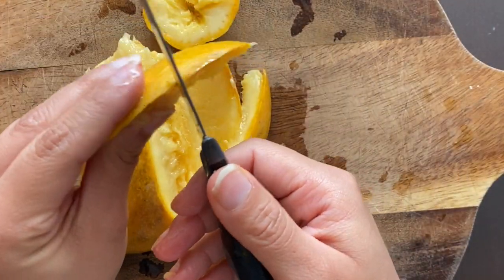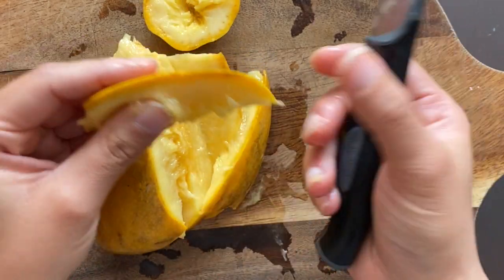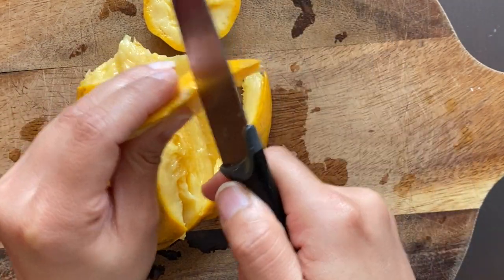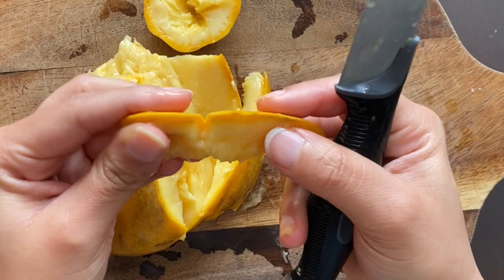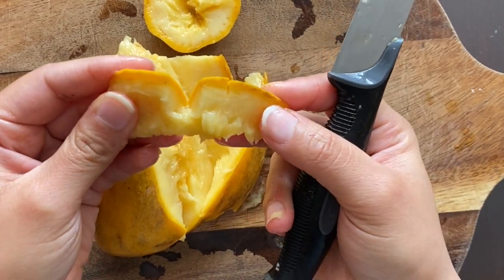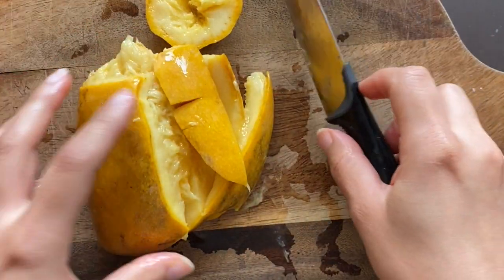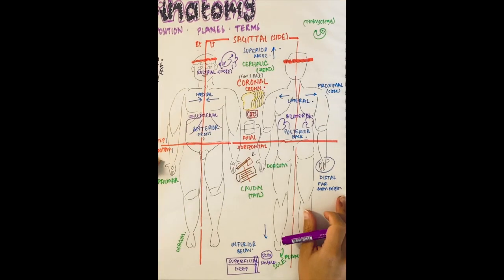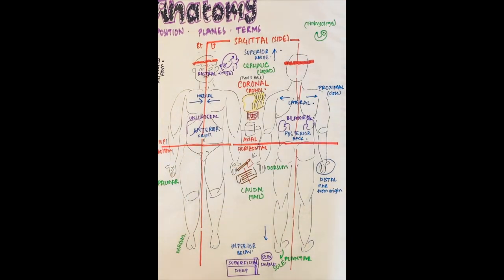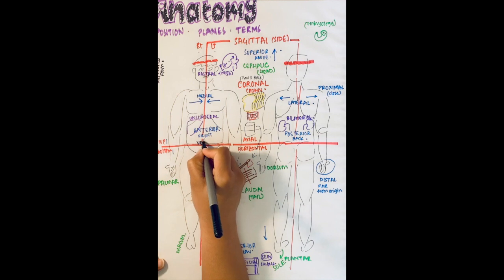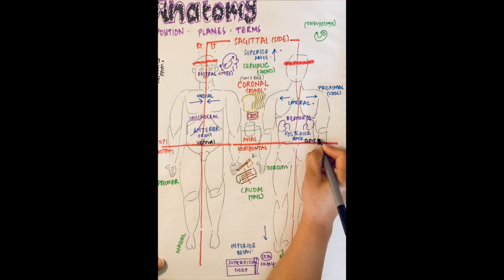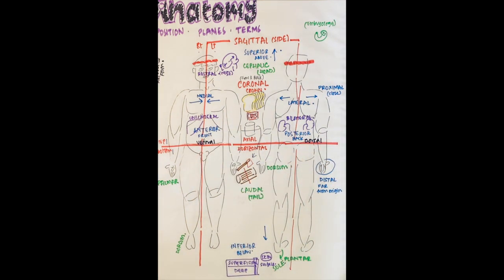So if I cut this mango a little bit, this is a superficial wound, and then if I make a deeper cut, that's obviously a deep wound. Alright, thank you very much. I should mention that anterior is also called ventral and posterior is also called dorsal.